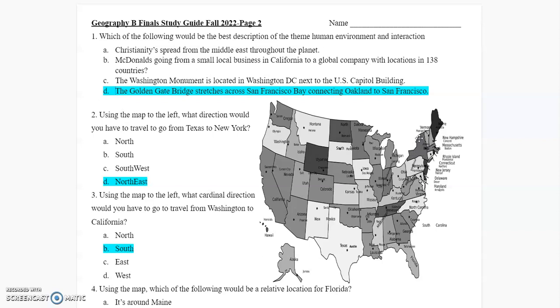3, we're looking at what cardinal direction. Remember that cardinal directions are the basic 4: north, south, east, and west. The ones in between are the intermediate directions. In this case, I'm looking at just the cardinal directions, and it wants to know about traveling from Washington. Washington's up here, even though on the map it's wrong. Really should fix that. What direction would they go if they're moving to California? They're going south.